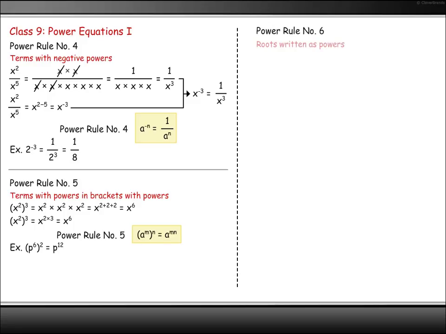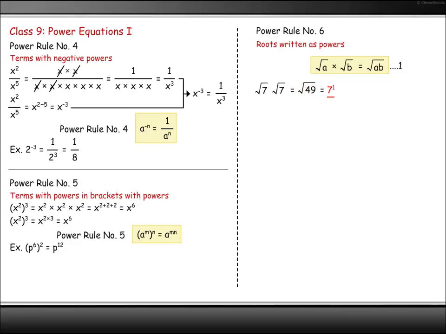Power rule number 6. Roots with powers. Let's refer back to third rule number 1 from class number 27 of the Algebra refresher course. Multiply root 7 by root 7. Using third rule number 1, this gives you root 49. The square root of 49 is 7.